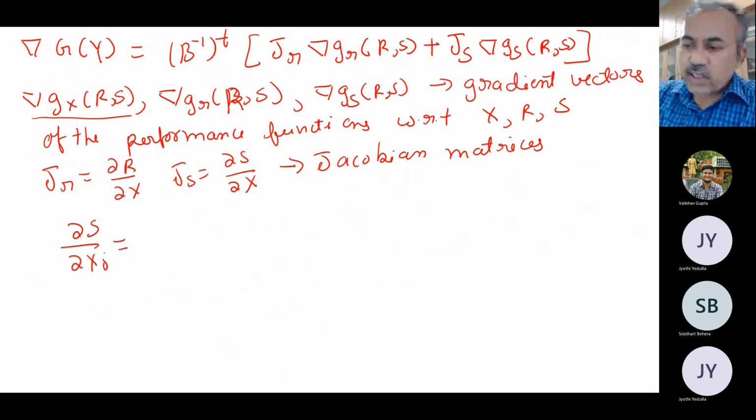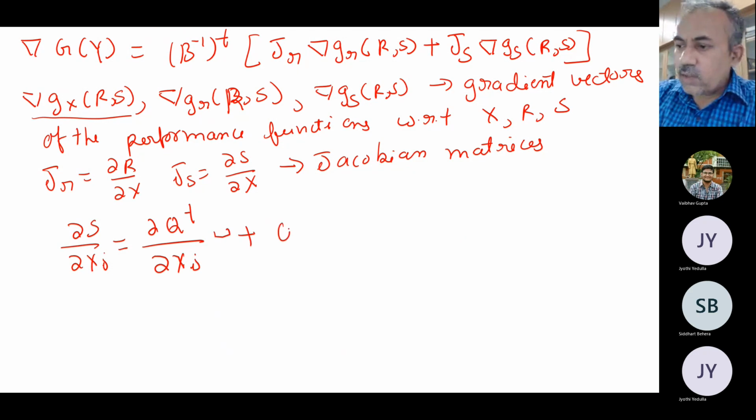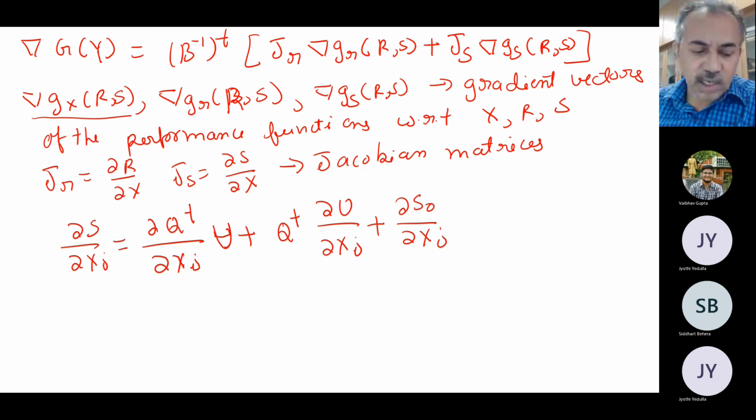So dou S by dou Xj is dou Q transpose by dou Xj into U plus Q transpose into dou U by dou Xj plus dou S naught by dou Xj. So these are the derivatives. Now here, to calculate some of the derivatives while writing computer programs, some advantages are there.